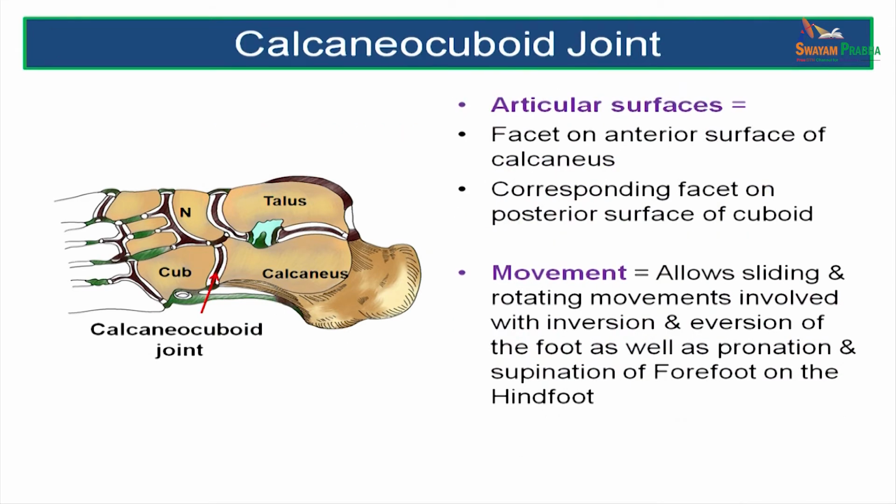The calcaneocuboid joint is the lateral component of the transverse tarsal joint, and the facet on the anterior surface of the calcaneus articulates with the corresponding facet of the cuboid. It allows a sliding and rotating movement to take place for inversion and eversion of the foot, as well as pronation and supination of the forefoot on the hindfoot.